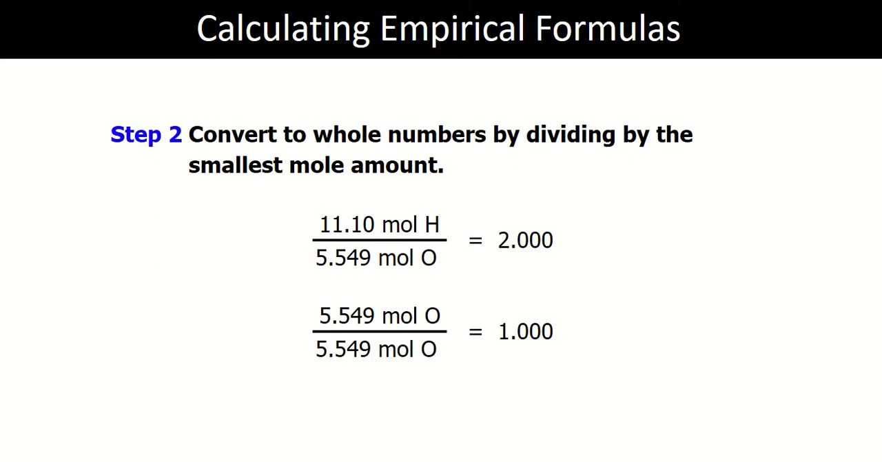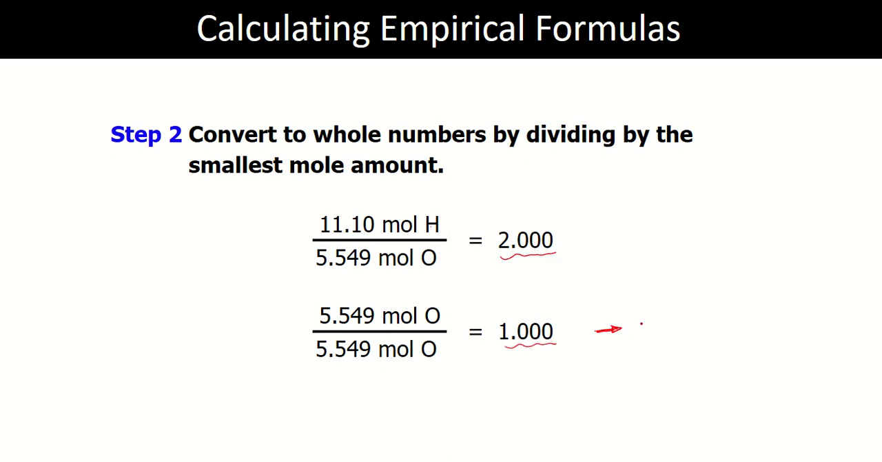So I divide the numbers by the smallest mole number. I divide by 5.549 moles oxygen. If you do that, always for one of the elements you get 1, and for another one you may get another number. So it shows the relationship between oxygen and hydrogen.